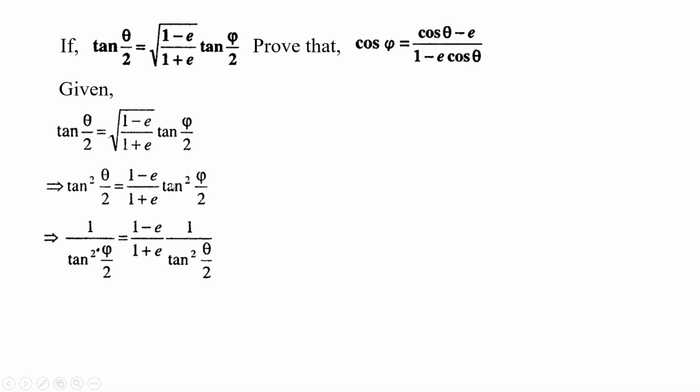Now changing the side of tan square phi by 2 and tan square theta by 2, we get 1 by tan square phi by 2 equal to 1 minus e by 1 plus e into 1 by tan square theta by 2. This tan square theta by 2 is in here, and this tan square phi by 2 is in here.